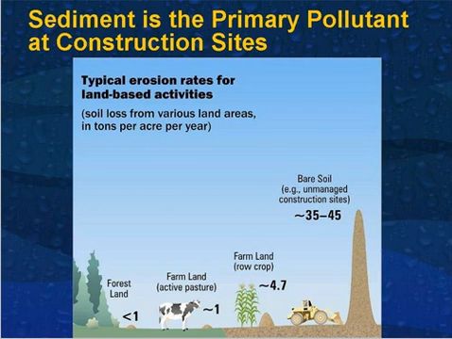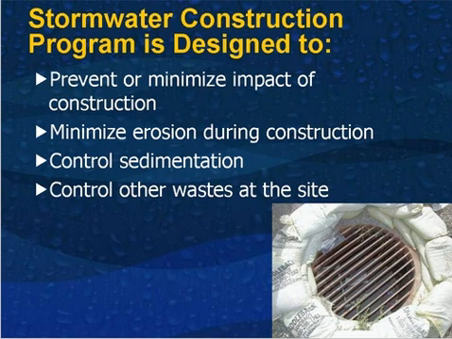This next graphic shows the potential for erosion from an uncontrolled construction site. Over on the far right, bare soil in an unmanaged construction site might yield something like 35 to 45 tons of sediment per acre per year. Going all the way over to the left, a forested site is far less than 1 ton per year. In fact, it's probably less than 100 pounds per year. The differences can be quite dramatic, and that's why the NPDES program is concerned with construction: the potential for large amounts of sediment to come off these sites in a very short amount of time.